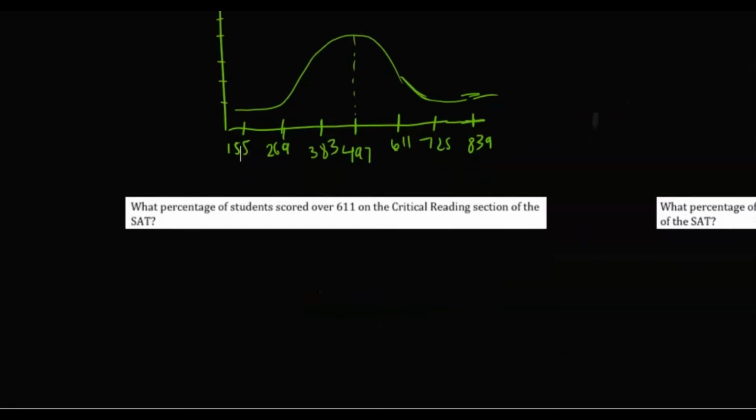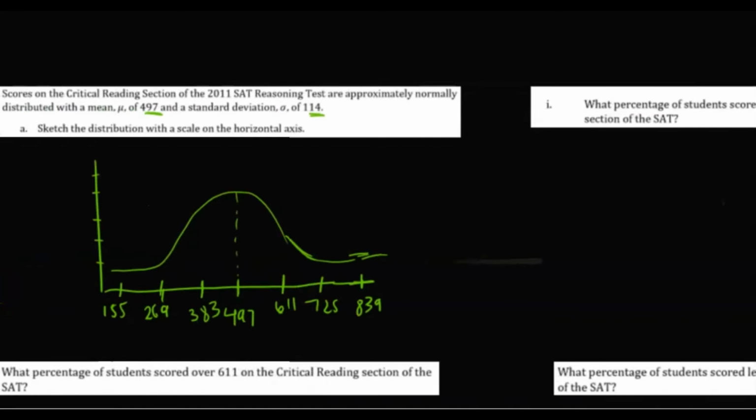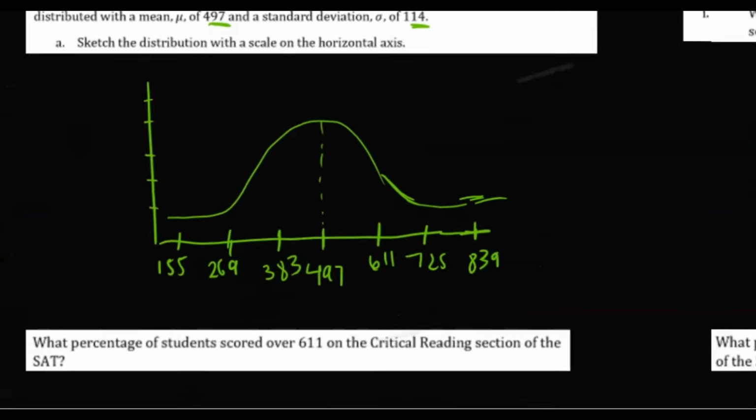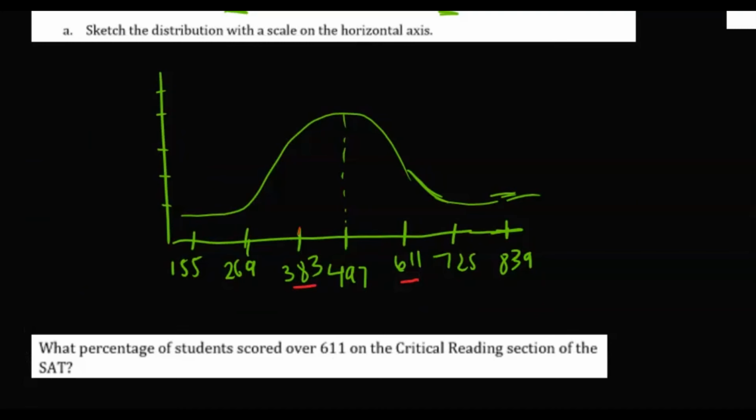All right, so actually I want to start with this one because it's labeled number 1. What percentage of students scored between 383 and 611 on the critical reading section of the SAT? Let's look at our graph because that's the reason we drew it, because it's going to help us visualize the problem and answer it correctly. We have a value of 383 and 611. How magical is that? And this, as we know, represents the first standard deviation. So we're looking at everything in this range here.